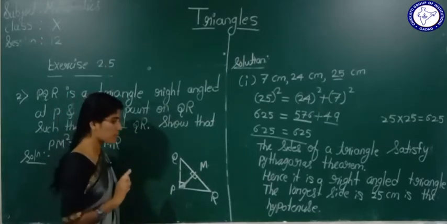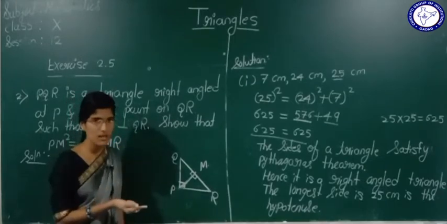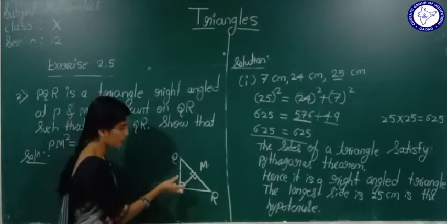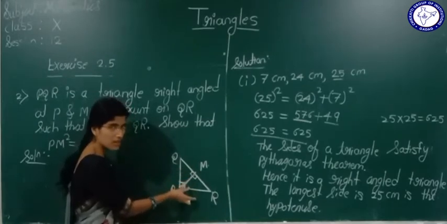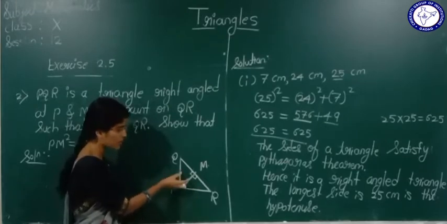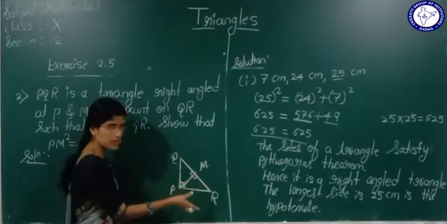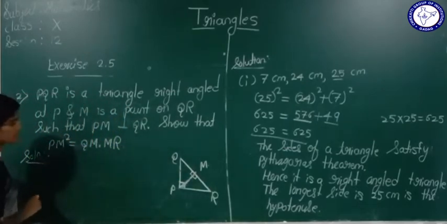We can prove this problem by using the theorem. Otherwise, by proving these two triangles are similar, by using the criteria of similarity of triangles, we can prove it. Okay, first we will prove that. Now see the solution.